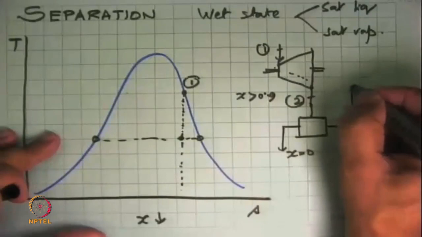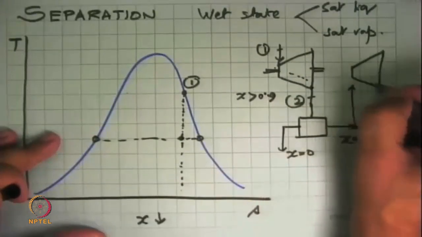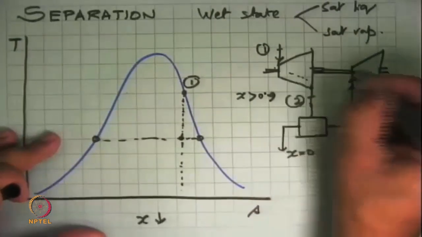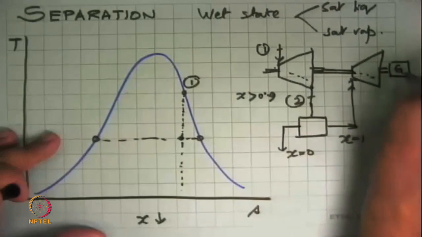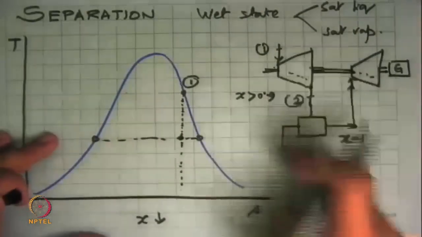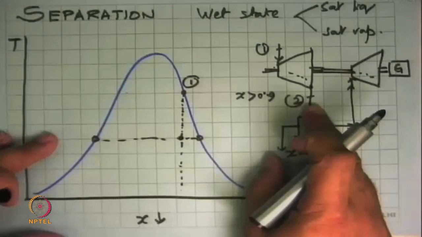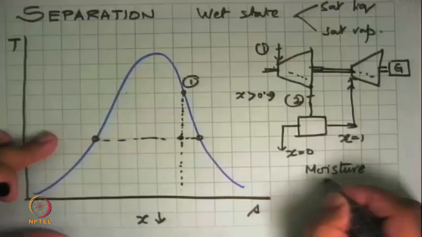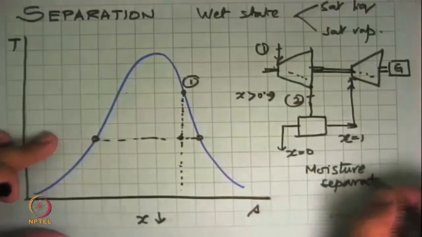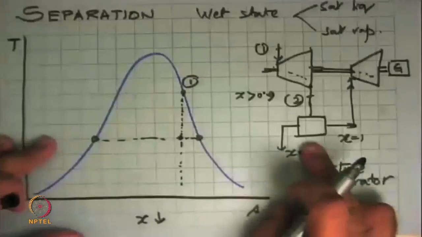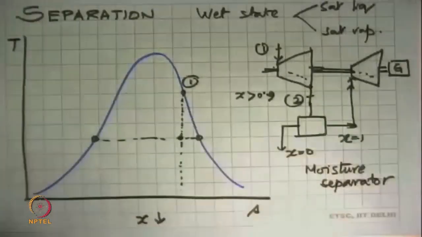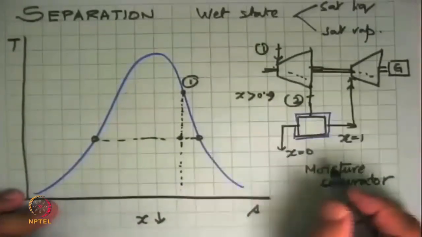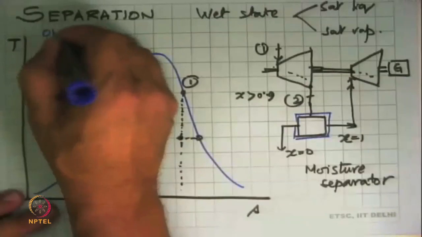We then take this and introduce it into yet another turbine and expand it further. And if you want, we can connect these two shafts together, and ultimately this is connected to a generator. So that device is called a separator or a moisture separator, either of these words. And how do we look at the thermodynamics of this? Well, this is a system, and we can say that this is the system boundary, and this is of course an open system.